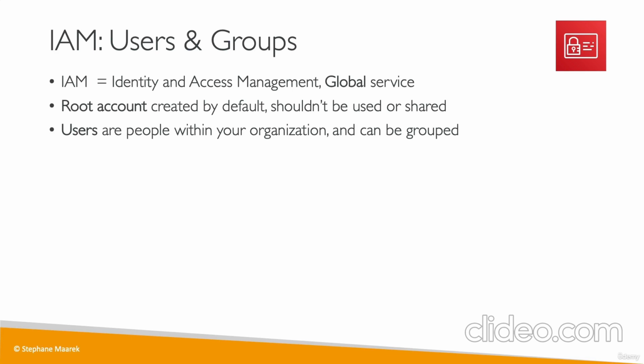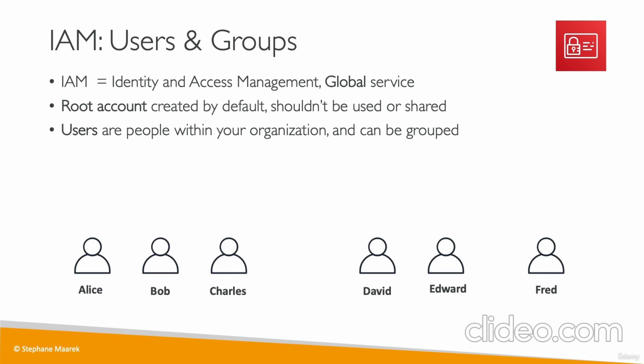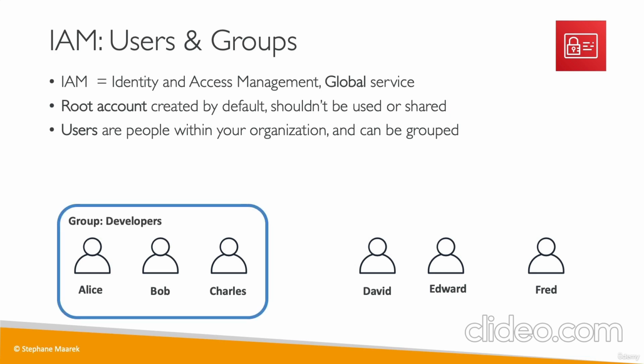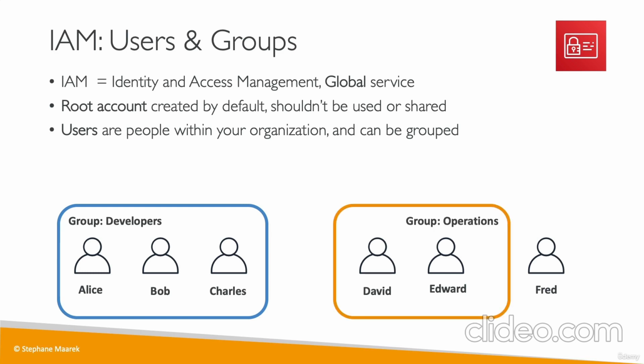And the users can be grouped together if it makes sense. So let's take an example. We have an organization with 6 people: Alice, Bob, Charles, David, Edward, and Fred. So all these people are in your organization. Now, Alice, Bob, and Charles work together. They're all developers. So we're going to create a group called developers, regrouping Alice, Bob, and Charles. And it turns out that David and Edward also work together. So we're going to create an operations group. Now we have 2 groups within IAM.